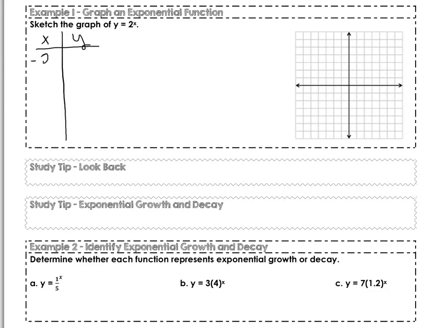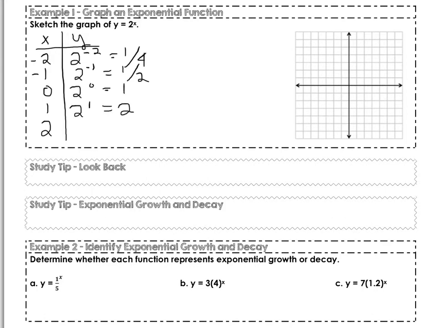I'm going to start out at negative 2, and I'm going to work my way all up to positive 2. First off, 2 to the negative second power, that's equal to 1/4. 2 to the negative first power is equal to 1/2. 2 to the 0th power is equal to 1. 2 to the first is equal to 2, and 2 squared is equal to 4.